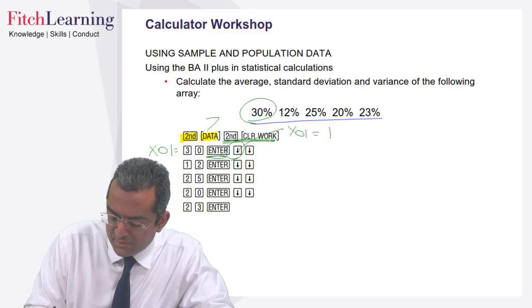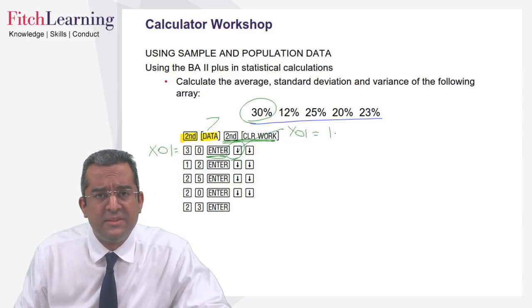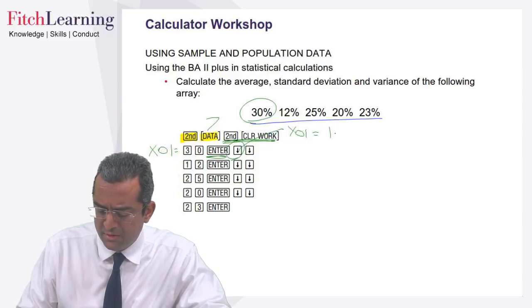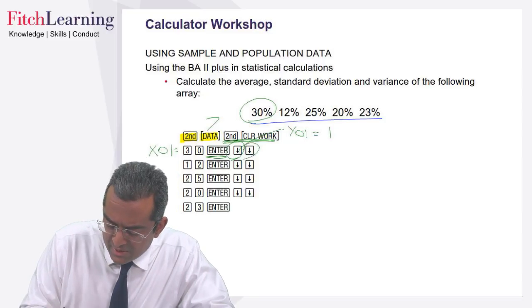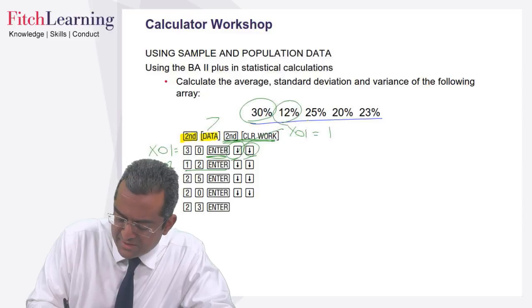Y1 is equal to 1. That's actually like a frequency. Think of it like a frequency. So there's one 30 item. Down arrow again. X2, 12. Enter. Right? 12. Next number.